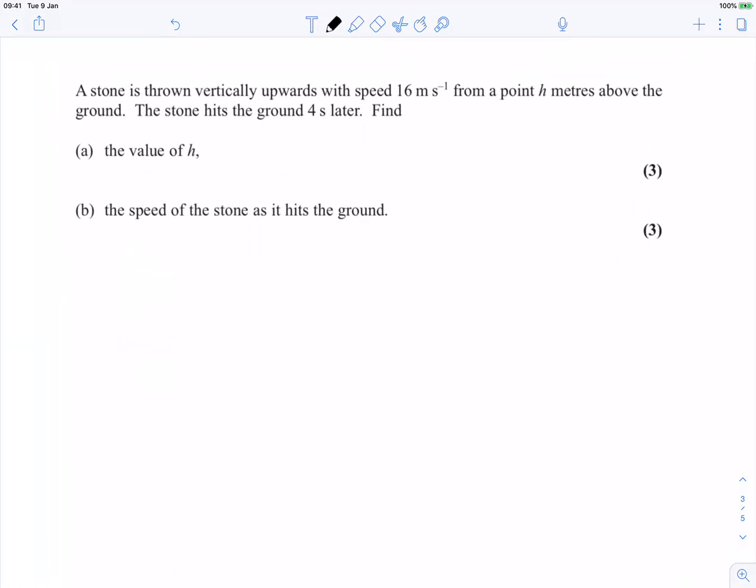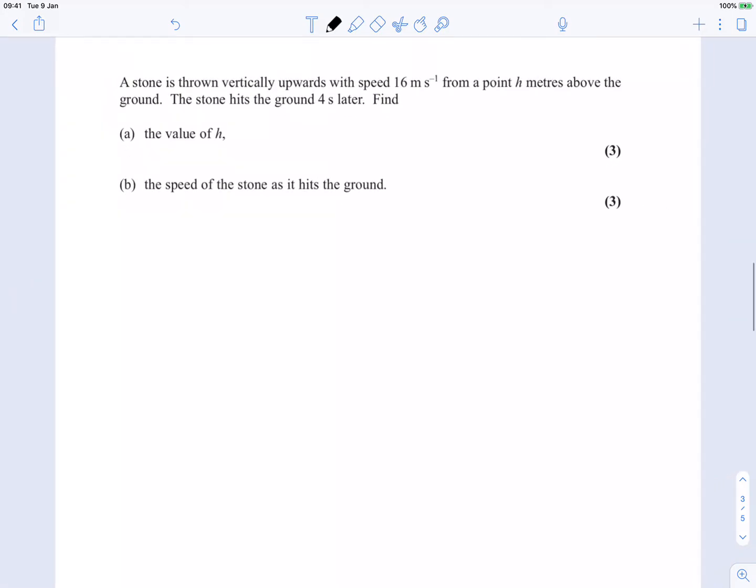Another past paper question. A stone is thrown vertically upwards with a speed of 16 meters per second from a point h meters above the ground. The stone hits the ground 4 seconds later. Find the value of h. Okay, so let's draw it out. It's always good to have a sketch.